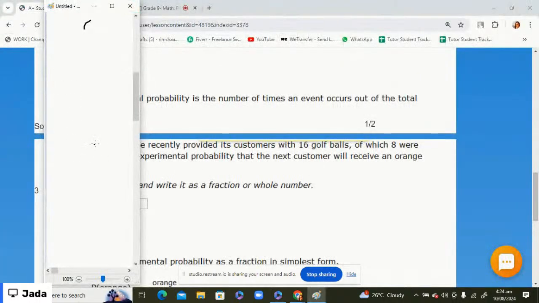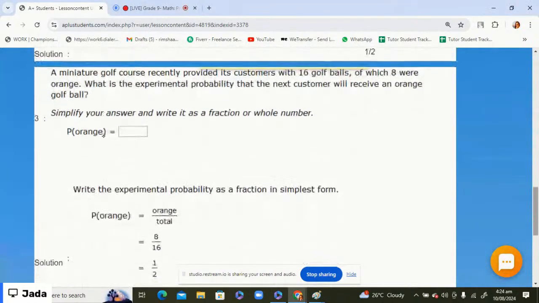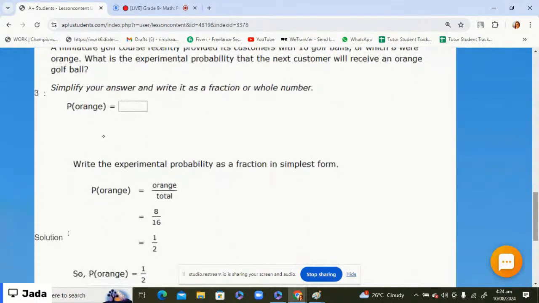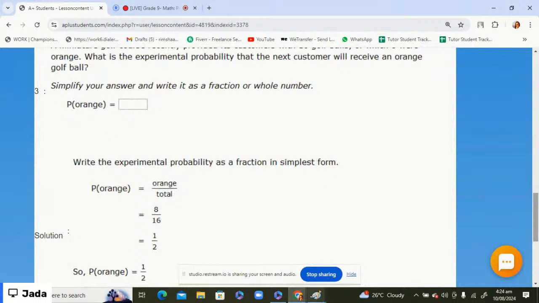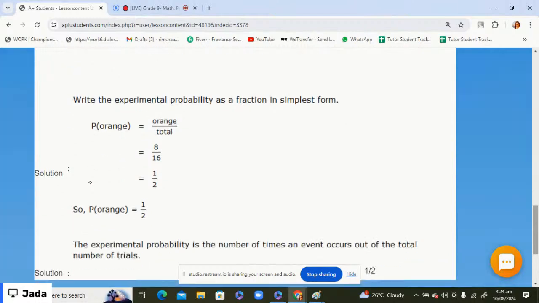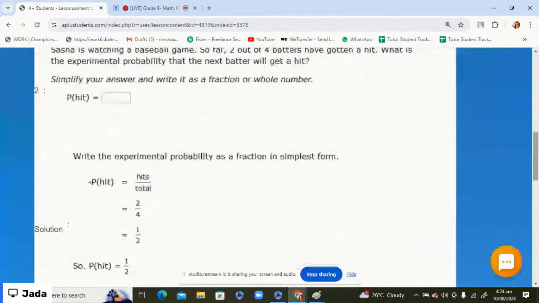So orange over total. How many orange? 8 were orange. And how many total? That is 16. So 8 times 1 is 8, 8 times 2 is 16. So it's 1 by 2. Understand? Okay. So this is the probability of orange.